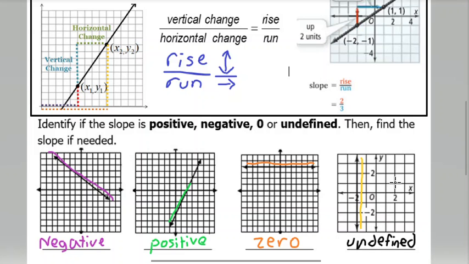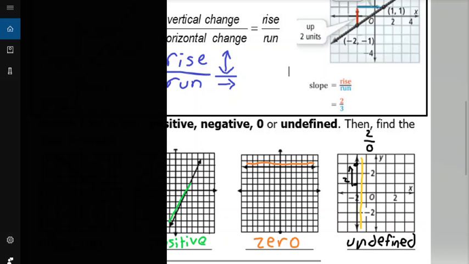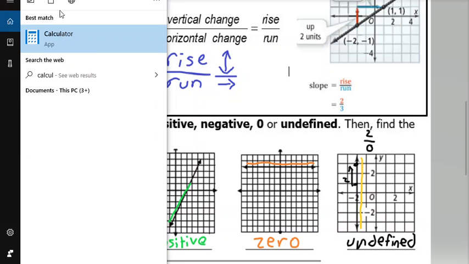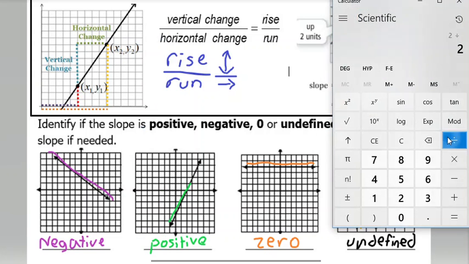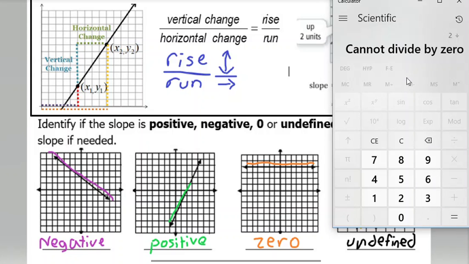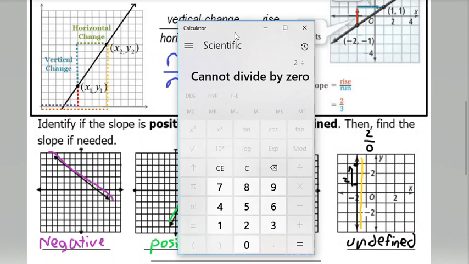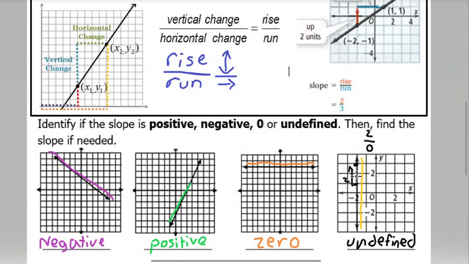Undefined slope you'll work with a lot next year in algebra. What an undefined slope means is, let's see if I had 2 points, remember, it's rise over run. If I had 2 points here, I would go up 2, so my top number would be 2, but I didn't go over any, so my bottom number would be 0. In math, you can't divide by 0. If I pull up my calculator app and do 2 divided by 0, it says cannot divide by 0. Some calculators will give you an error message. Since you cannot divide by 0, it makes it undefined. It's a straight up and down line.